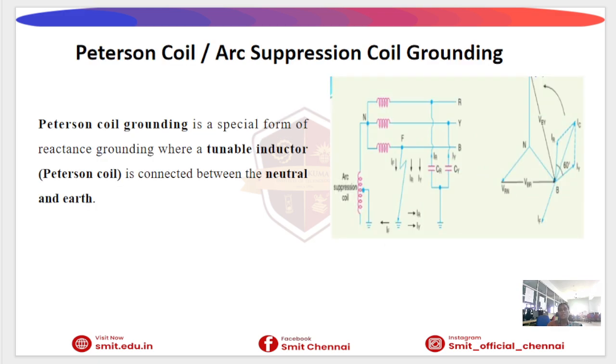Then Peterson coil or arc suppression coil grounding. Peterson coil grounding is a special type of reactance grounding. Here a tunable inductor is connected between neutral and earth to cancel the capacitive earth fault current. So this suppresses the arcing ground faults and it improves system stability and reliability, especially in overhead distribution systems.